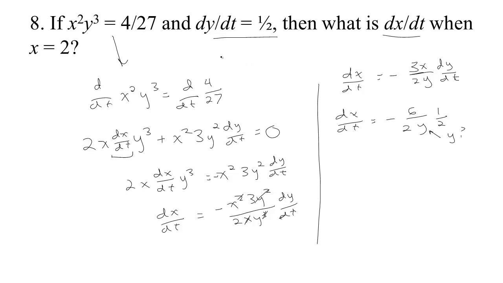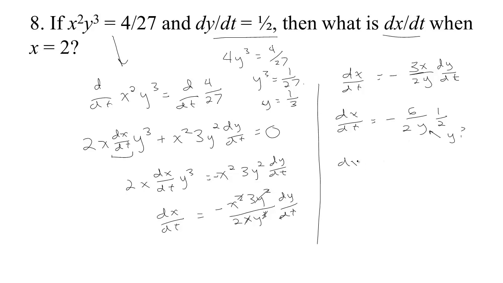They told me that x was 2, so if x is 2 at some particular time, then x squared will be 4, so 4y cubed will be 4/27. Just multiply both sides by 1/4, and you'll see that y cubed is 1/27. And we can take the cube root. 1/27 is 1/3 times 1/3 times 1/3, and so y must be 1/3.